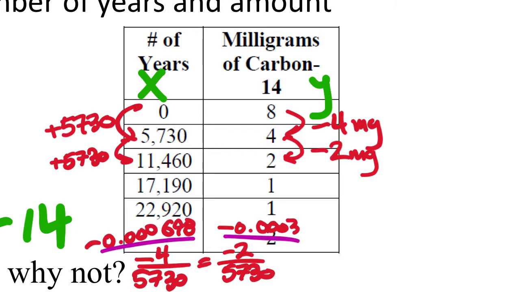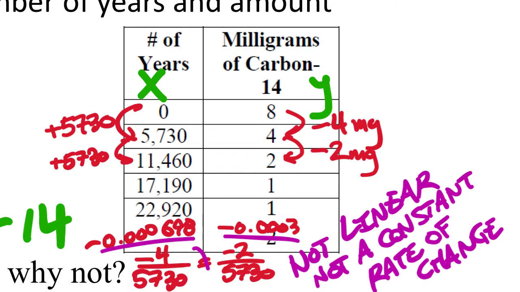Of course, you could have used the denominators, right? You're comparing the 5,730 with 5,730. The numerators are different, so these are not equal, which means this is not linear. And it's for the same reason as that last one. It's because the rate of change is not equal. So yeah, that's not a constant rate of change.